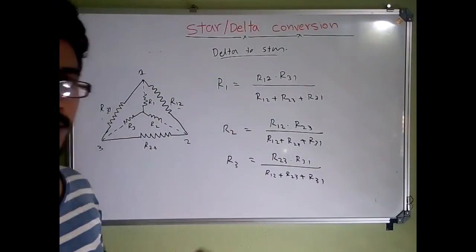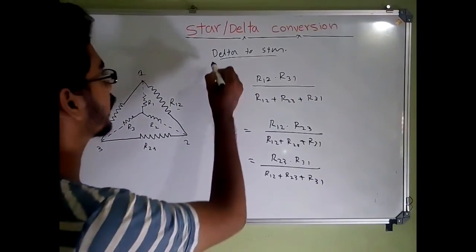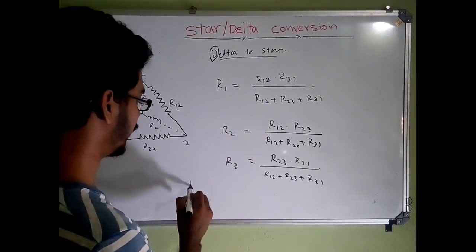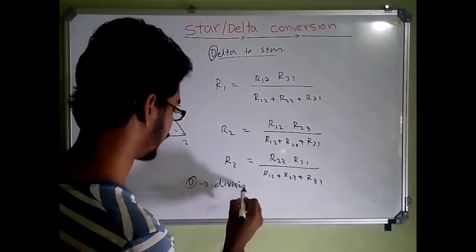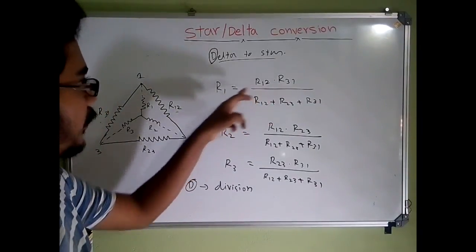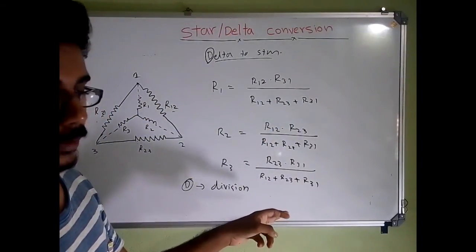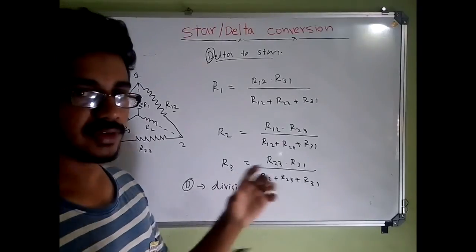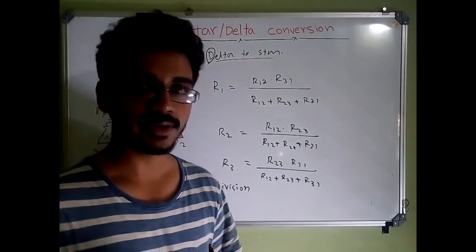This way we can easily remember the formula, and for simplification the first letter from delta to star conversion is nothing but D. Then D stands for division. So the equation for delta to star conversion is in the form of division. Okay. In the previous case star to delta, it was in the form of sum. So this way we can easily remember the formula for star to delta conversion.